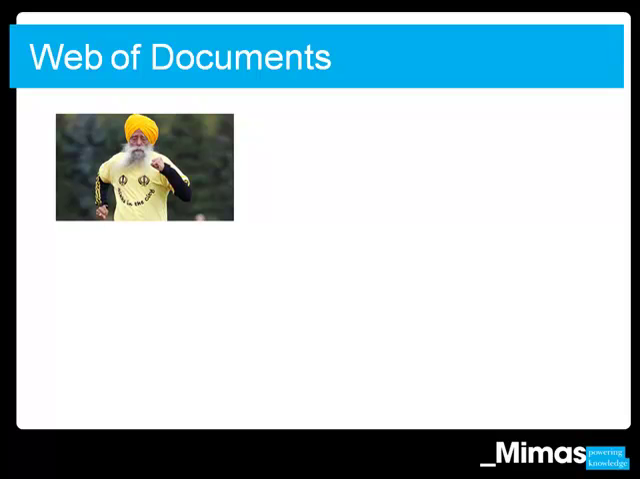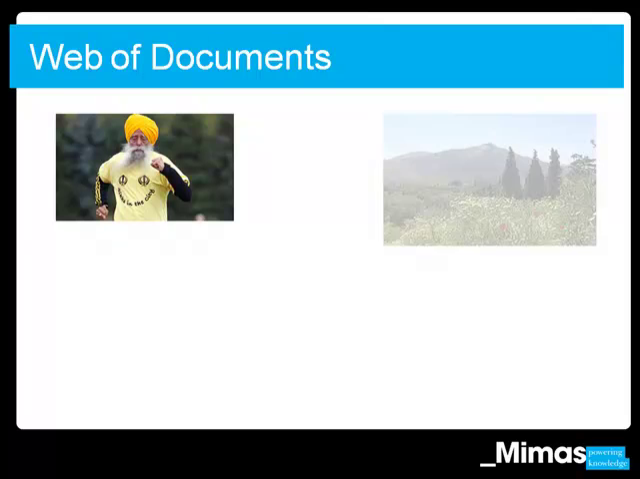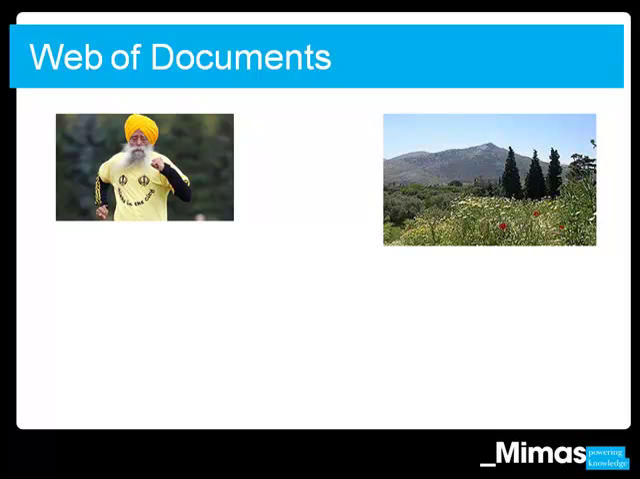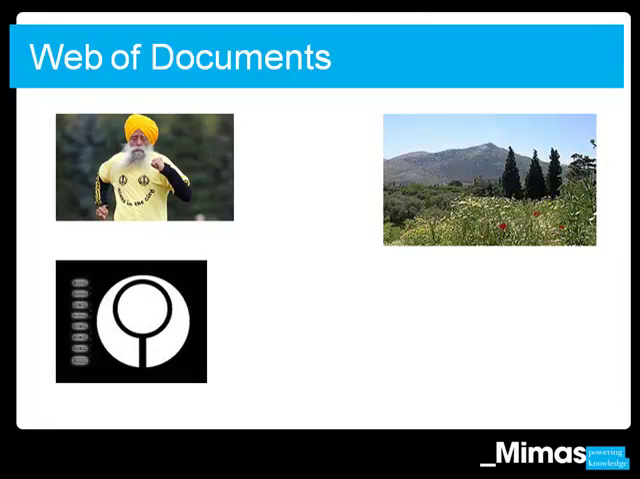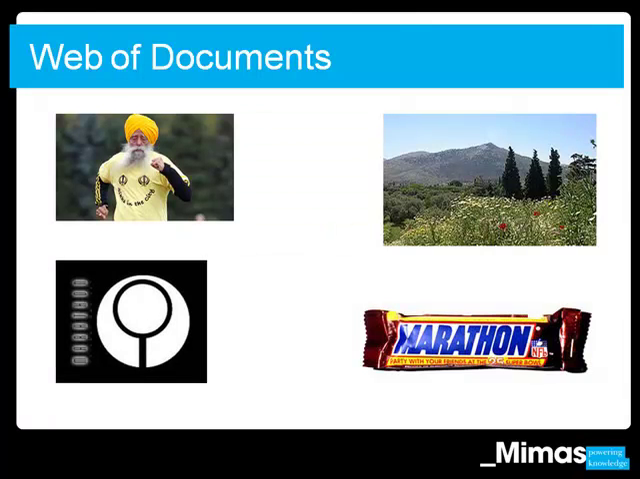So it could mean the sport, marathon running. That's not me, by the way. That's Fauja Singh, who's the first centenarian to complete the marathon. But it could also be the place in Greece, or it could be the computer game, or it could be the 1980s chocolate bar. The computer doesn't know which one of those marathons I'm talking about.